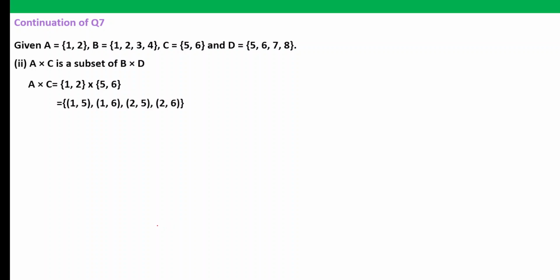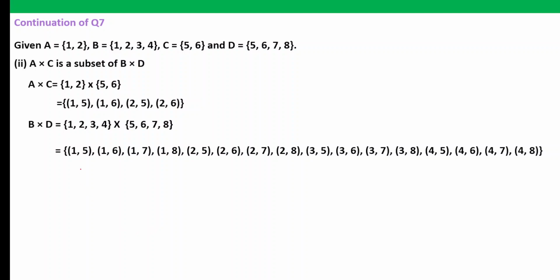So we are going to get the elements (1,5), (1,6), (2,5), (2,6). B into D is 1, 2, 3, 4 multiplied with 5, 6, 7, 8. So we are going to get the set of elements (1,5), (1,6), (1,7), (1,8), (2,5), (2,6), (2,7), (2,8), (3,5), (3,6), (3,7), (3,8), (4,5), (4,6), (4,7), (4,8).